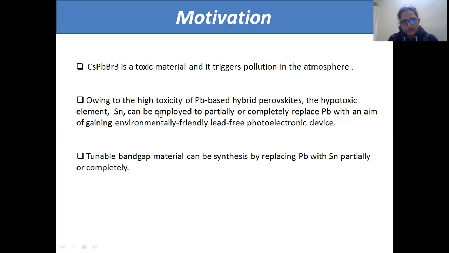In order to replace the Pb atom with the tin atom, I want to replace it in a series by changing the concentration of Sn and Pb, partially or completely. When the concentration of Pb is changed and the Sn atom is introduced, the band gap of the material will be tunable.